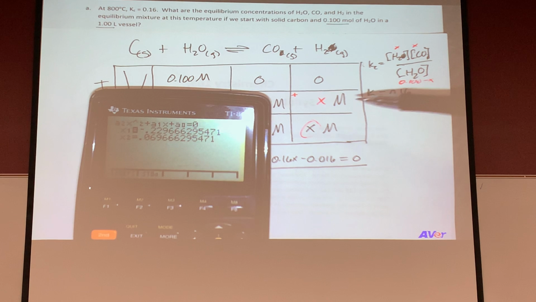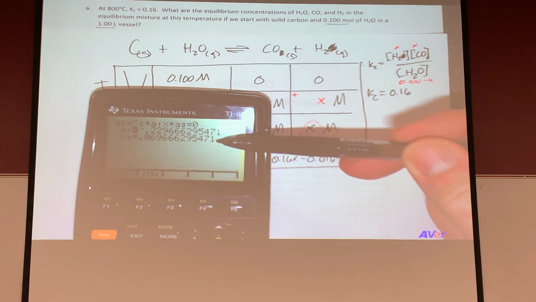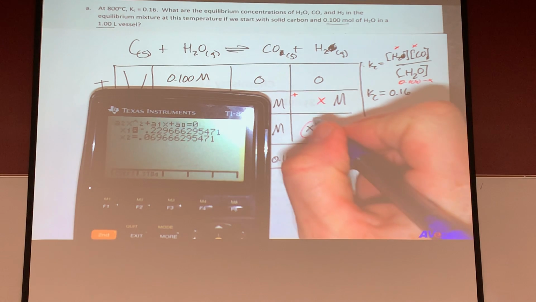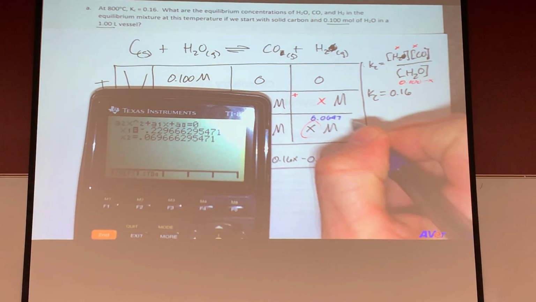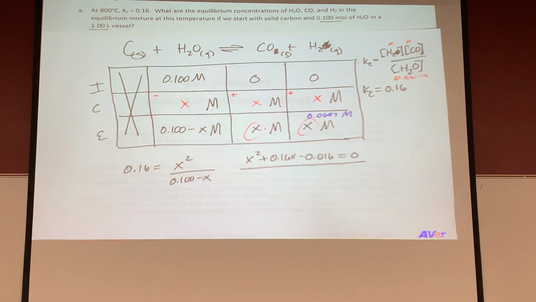One of your answers is most likely going to be negative on these, and you'll notice that. But you can't go from 0 to a negative concentration. The only solution that works is the second one, so 0.0697. That means here, 0.0697 molar. So how would we do this if we don't have a solver?